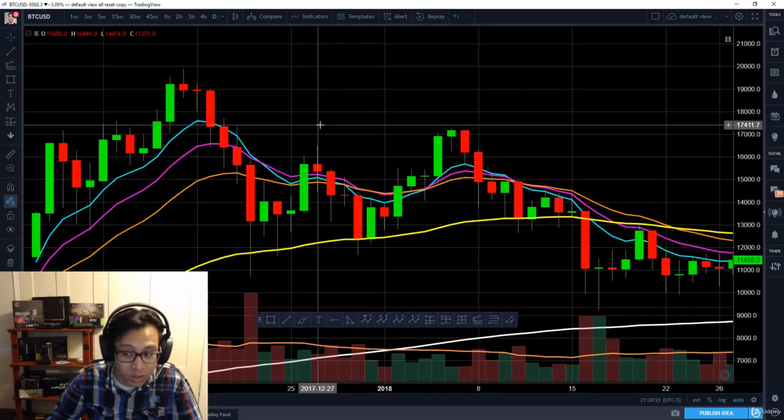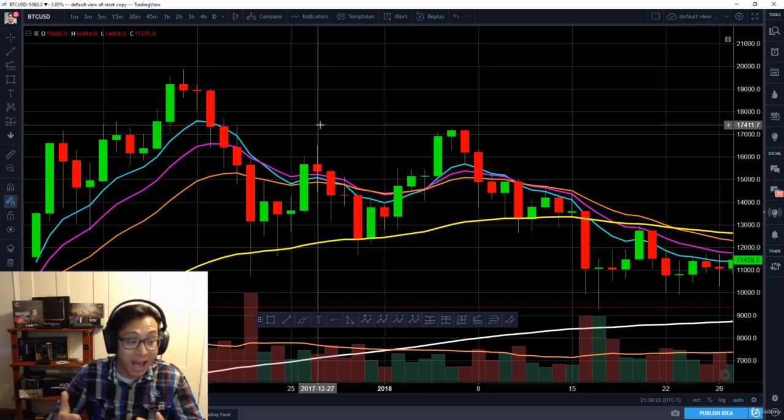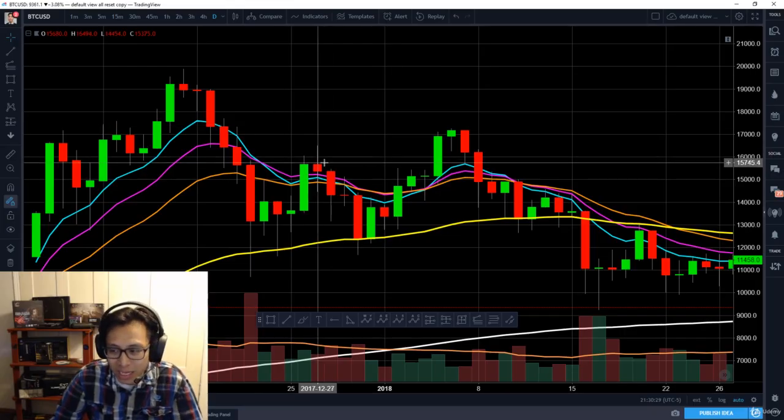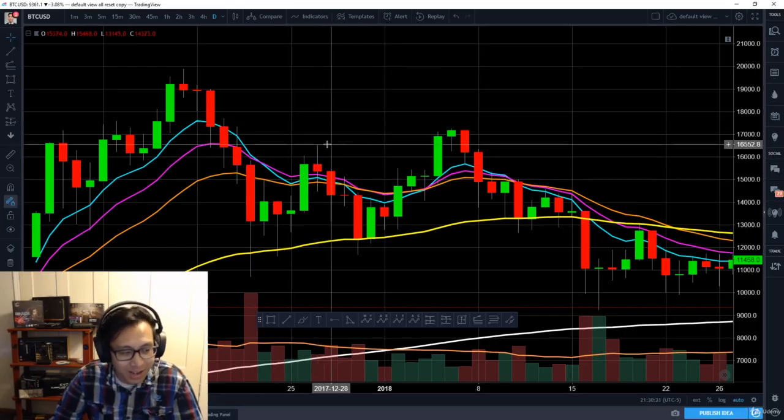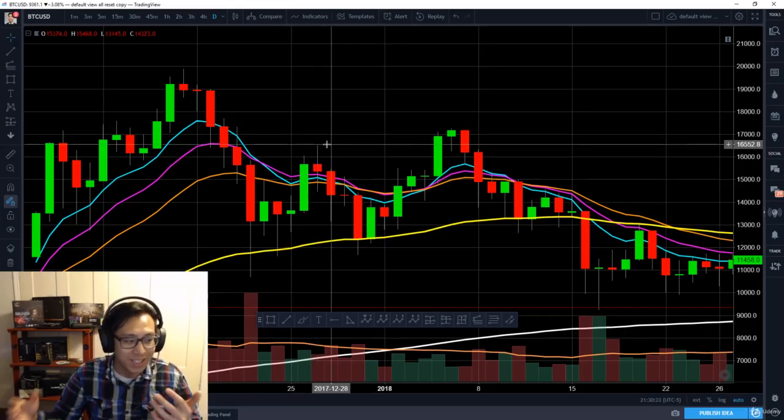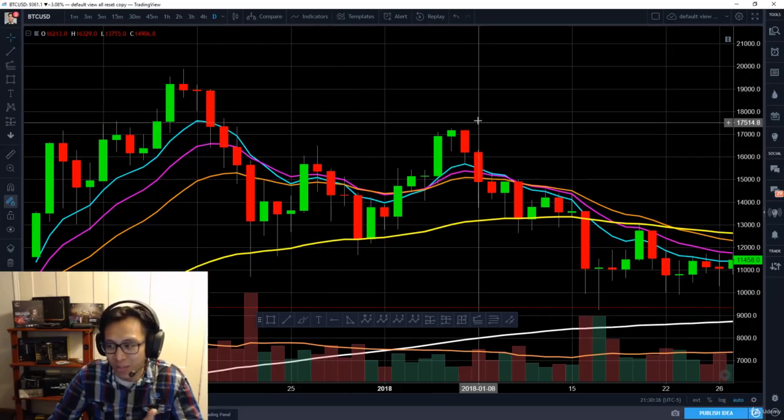These long wicks to the upside is basically a battle between the bears and the bulls. And clearly, the bulls ended up losing. So the bulls attempted to push it up very high, but they just couldn't hold it, right? And because they couldn't hold it, it just ends up coming downwards.